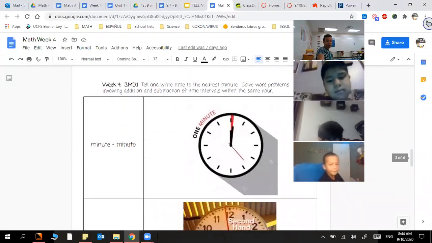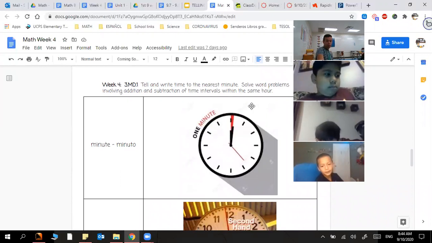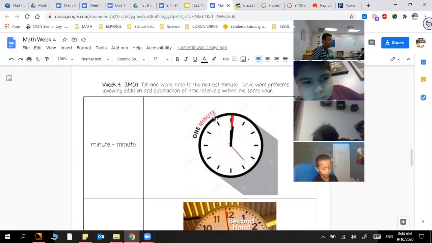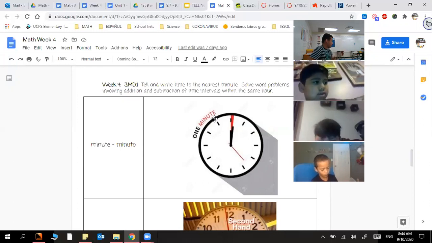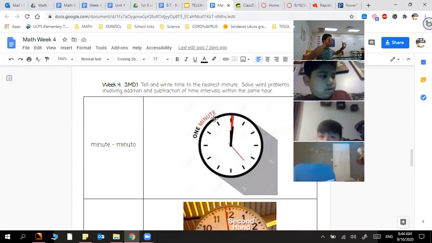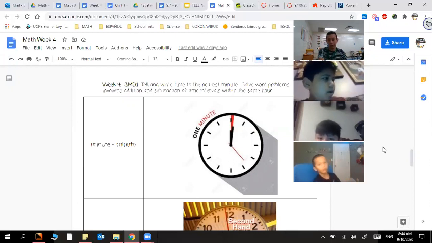Now, minuto, minute. En un minuto hay 60 segundos. In 1 minute, there are 60 seconds, okay? So you see, in 1 hour, there are 60 minutes, and in 1 minute, there are 60 seconds. So you have to keep in mind, 1 to 60. Okay, those are the numbers that you have to keep in your mind, right?